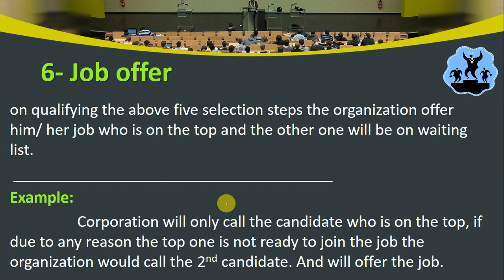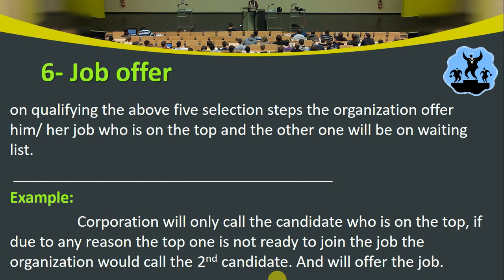بعد از اینکه این همه چیزا شد، job offer. On qualifying the above 5 selection steps the organization offer him or her job who is on the top and the other one will be on waiting list. دو نفر بودن. اگر این یکی این 5 پروسه، یعنی 5 مرحله را طی کرد، وظیفه را آفر میکنه برش، که این یک نفر به وظیفه میاد و یکیش در ویتینگ لیست می باشه. اگر دیگه کدام ضرورت پیدا شد، از دو نفری که انتخاب میکنه یکیش میمونه و در ویتینگ لیست می باشه. او را هم شاید باز در آینده بگیره.